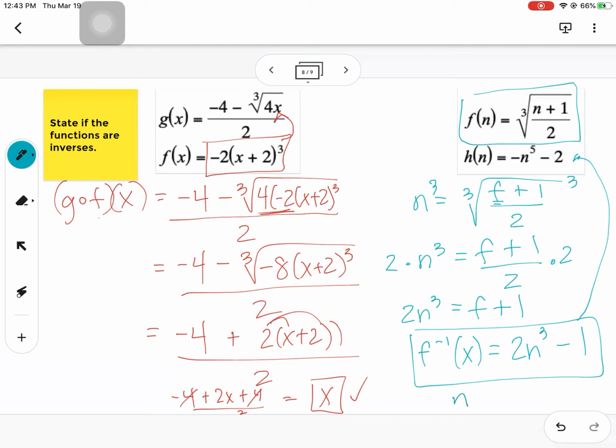Then what I'm checking is if these two match. They don't, so these are not inverses. Do make sure to make that distinction at the end. So I may have said it, but I didn't write it. So yes, these first ones are inverses.